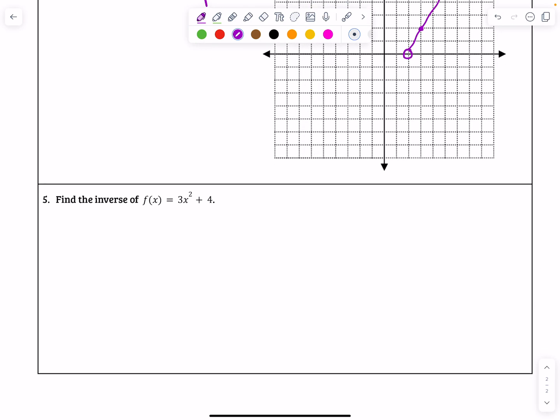All right, the last one is to find the inverse of this function. So let's switch x and y. That's our first step. Let's write that down. Switch x and y. So that means they trade places. So x is equal to 3y squared plus 4. And then the second step is just to solve for y.